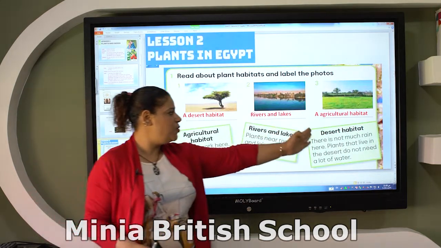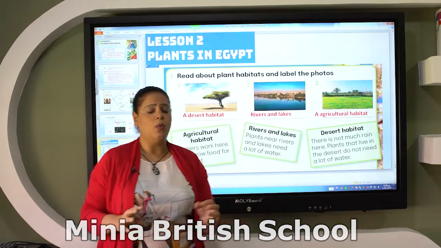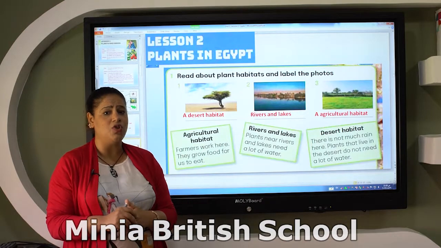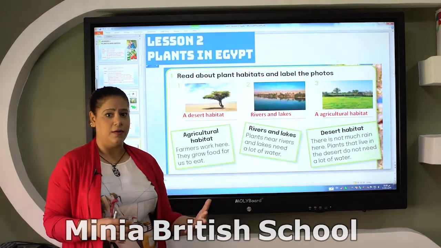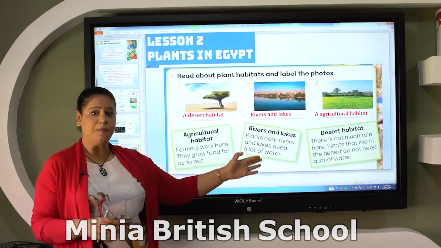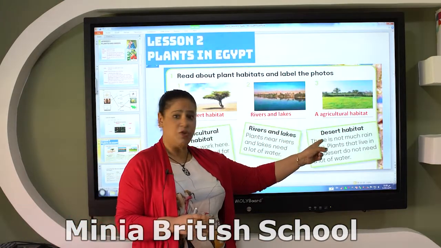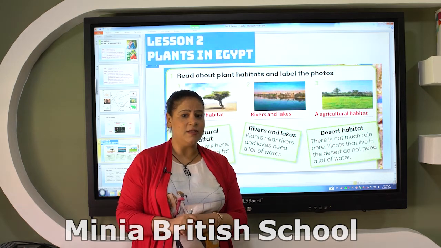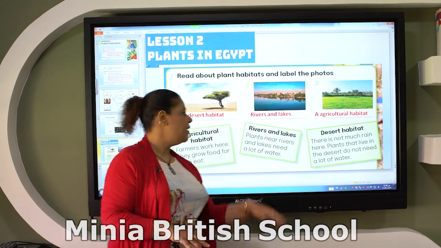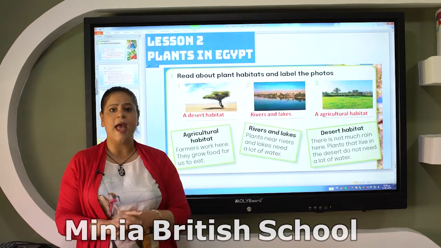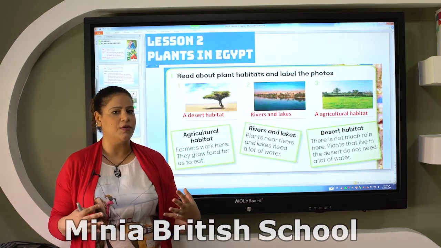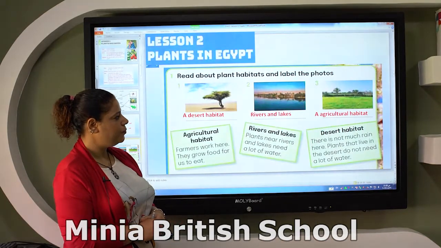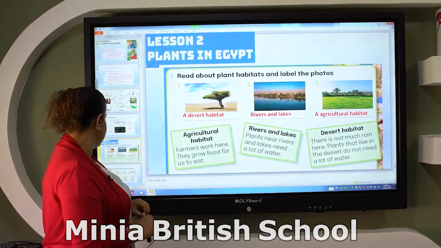And if we come to desert habitat, we can see plants that don't need much water. Here we can find such plants in desert habitat. In desert habitat, we don't need much water. In rivers and lakes habitat, we need much water for plants. Okay. What else here?